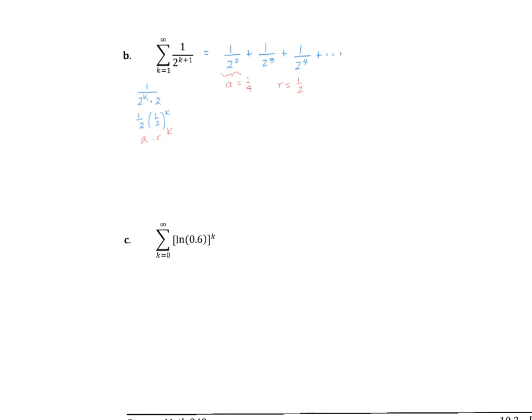And I know that the absolute value of r is less than 1, so this is going to converge. It's actually going to converge to my a value of 1/4 over 1 minus my r value of 1/2. And if I simplify that, I'll get 1/4 over 1/2. This will actually simplify to, I believe, just 1/2.